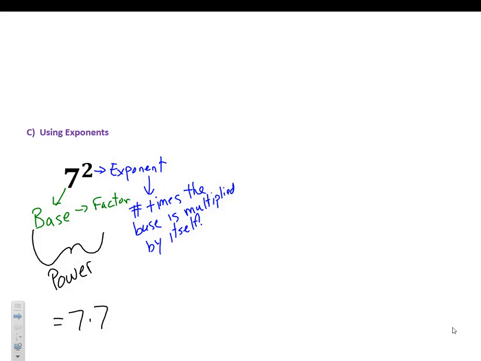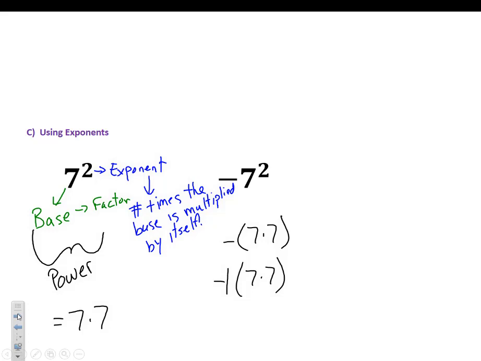Hopefully I've added a little bit more information on the parts of this power. Now we have to look at something a little bit different. We have a negative 7 squared. The interesting thing about these exponents is that exponents only affect what they are attached to. So in this particular case, negative 7 squared, this means negative times 7 times 7. Or you could say negative 1 times 7 times 7. Either one of those is an acceptable way to write this.